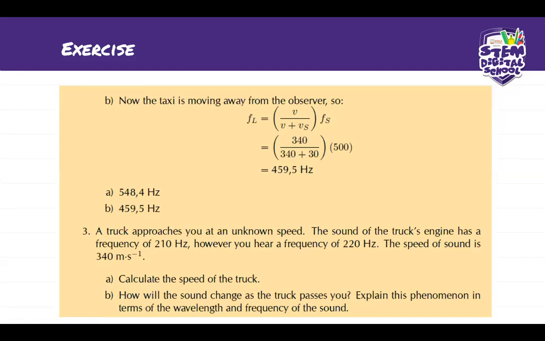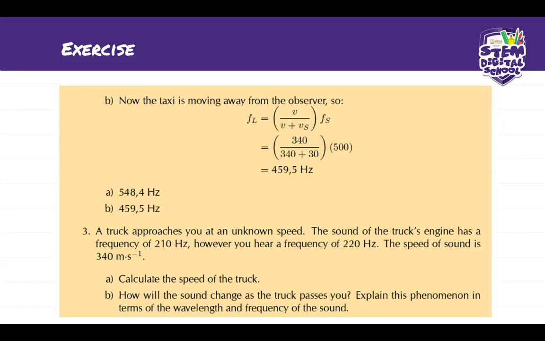So on number 3, it says a truck approaches you at an unknown speed. The sound of the truck's engine has a frequency of 210 hertz. So the truck's engine in this case is our source. However, you hear the frequency of 220. The speed of sound is 340. Remember, guys, this is a standard one. It will always be 340 unless there's a change in temperature that requires us to have a different speed of sound. Okay. So they say here, calculate the speed of the truck.